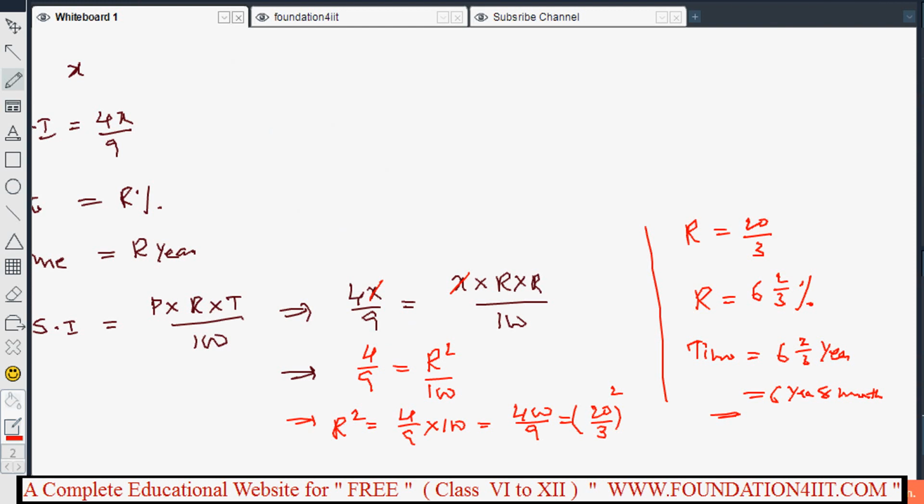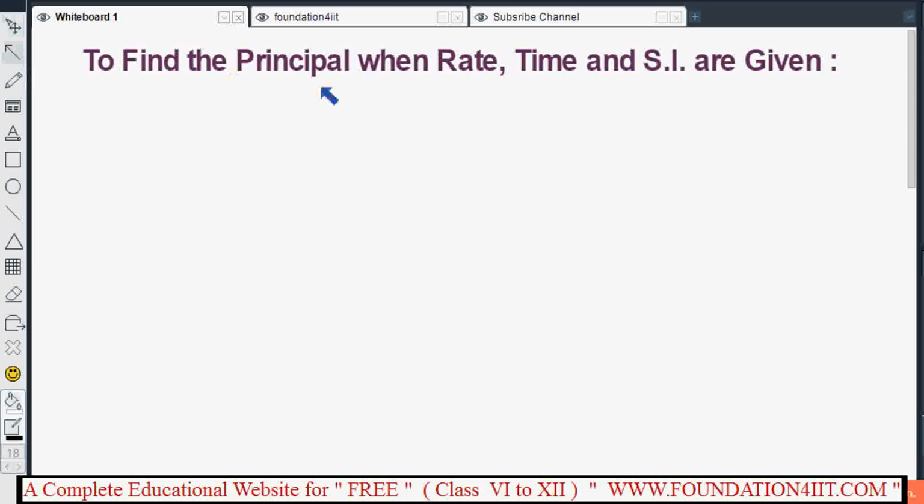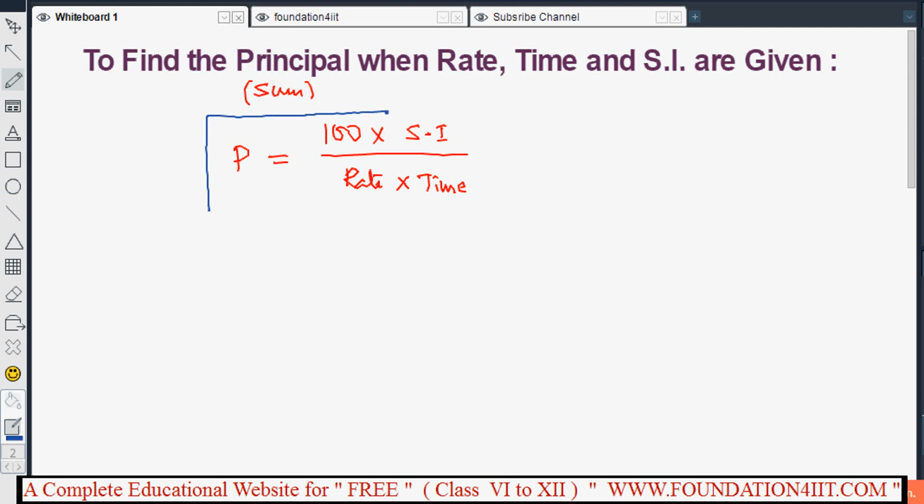Fine, now we'll see how to find out the principal when rate, time, simple interest are given. So here rate, time and simple interest, when three are given, how to find out the principal. So principal, or we can say it as a sum, principal or sum, both are same. So from the simple interest formula only we can make this principal formula also. That is P is equal to 100 into simple interest by rate percent into time. This formula will apply to find out the principal when simple interest, rate and time are given.